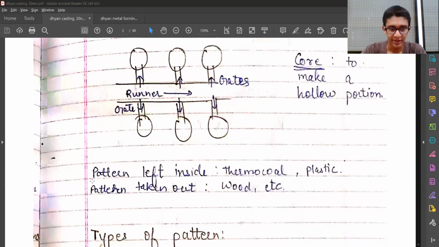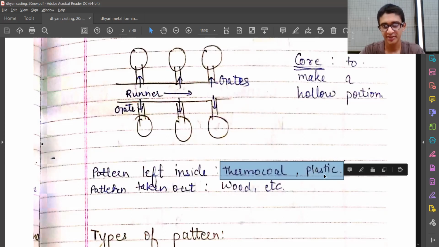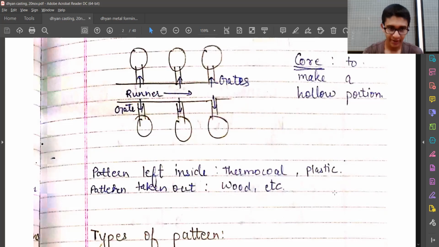When the pattern is left inside, the pattern should be of thermocol or plastic. What does that mean? When we are going to leave the pattern inside the mold, it should be made up of thermocol or plastic. And when we pour the metal inside, the thermocol or plastic will burn and their volume will almost go to zero. So that will not make any difference to where the metal is reaching. Everywhere the metal can reach. While if the pattern needs to be taken out, the pattern is usually made up of wood. Wood cannot burn completely when the metal is poured. So in that case, we need to take the wooden pattern outside.